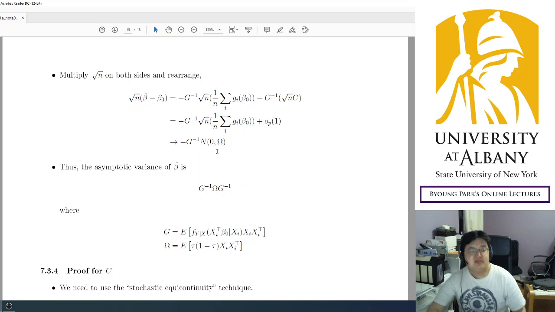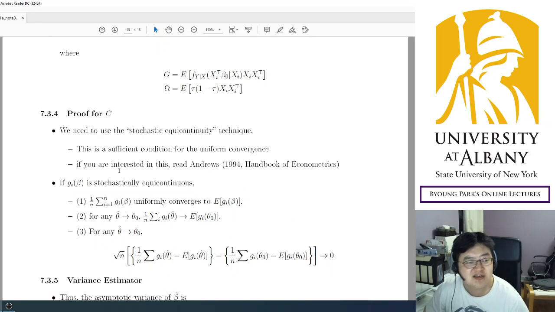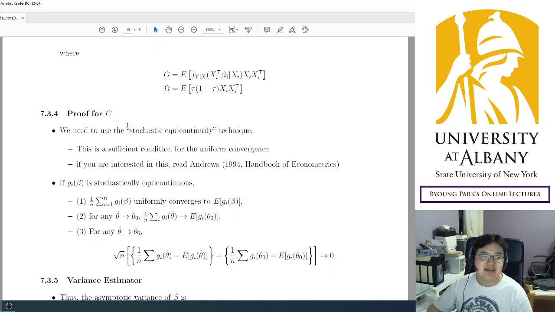Now the remaining question is how we can prove the convergence of C, but I am not going to explain much about this. It is a complicated technique. It requires an assumption that the function G is stochastically equicontinuous. The term is already overwhelming: stochastic equicontinuity. Every single word is difficult to understand.